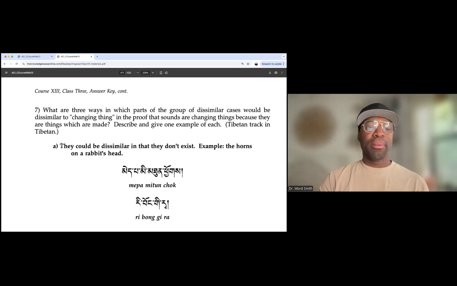One. I'll read this. They could be dissimilar in that they don't exist. For example, the horns on a rabbit's head. I love Adam Andrade's translation of this. He says rabbit antlers. I think it's brilliant. Mepa mitunchok. It's dissimilar, mitunchok, in the fact that mepa, it doesn't exist at all. Like a ribongira means antlers or horns. Ribong means a rabbit.